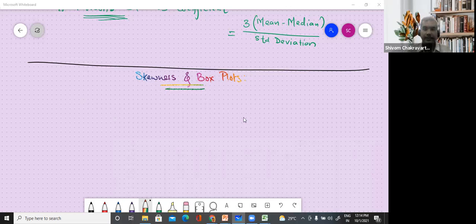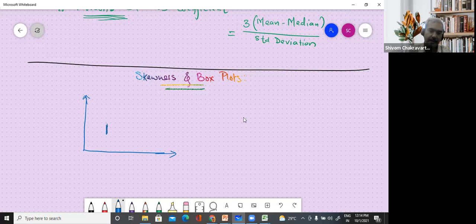So skewness and box plot. Box plot, you remember how we draw a box plot? Say a horizontal box plot. It looks something like this. Here we won't have anything on the axis. The variable will be on the x-axis, and we will have a box.